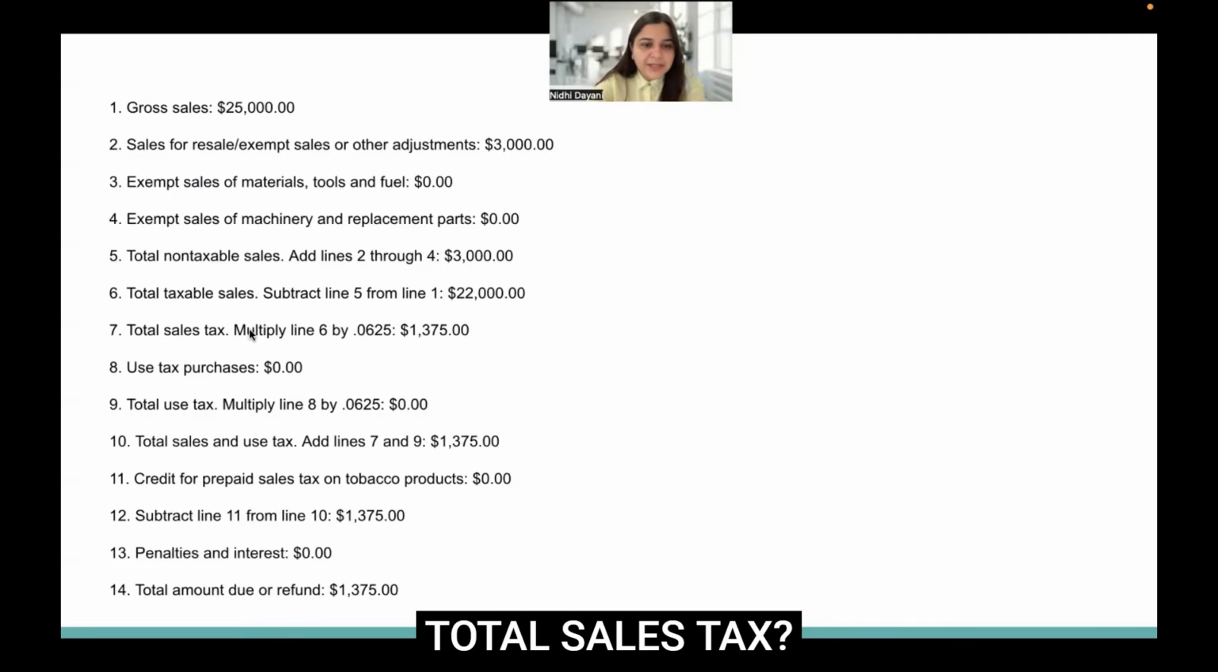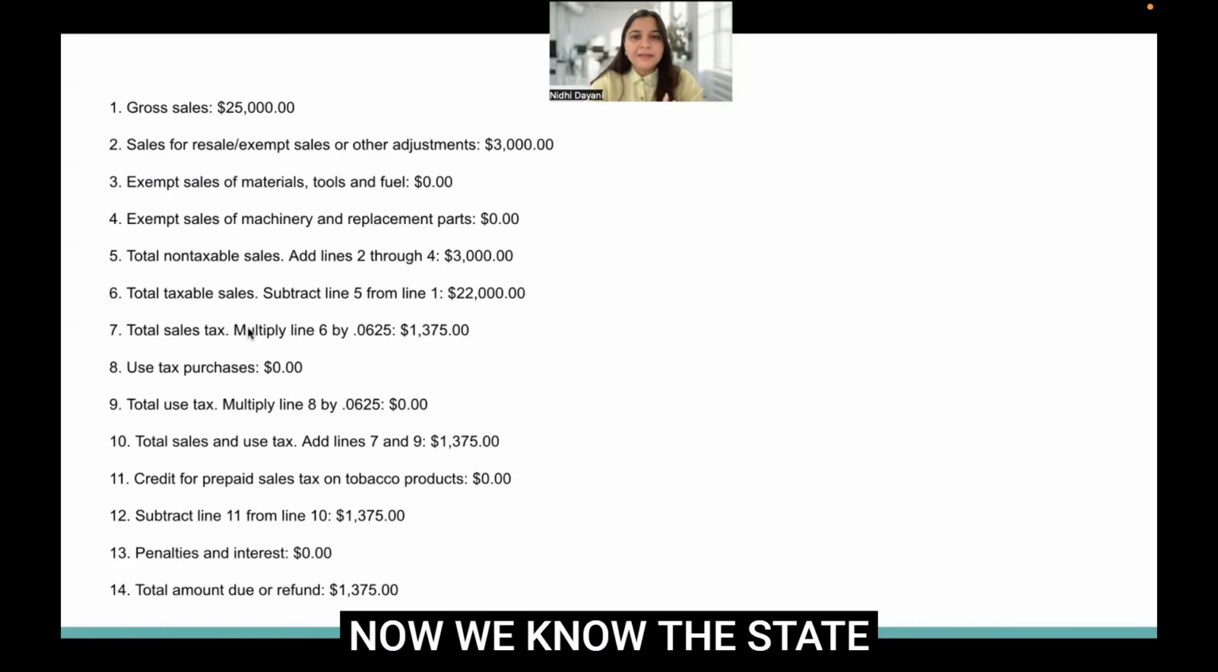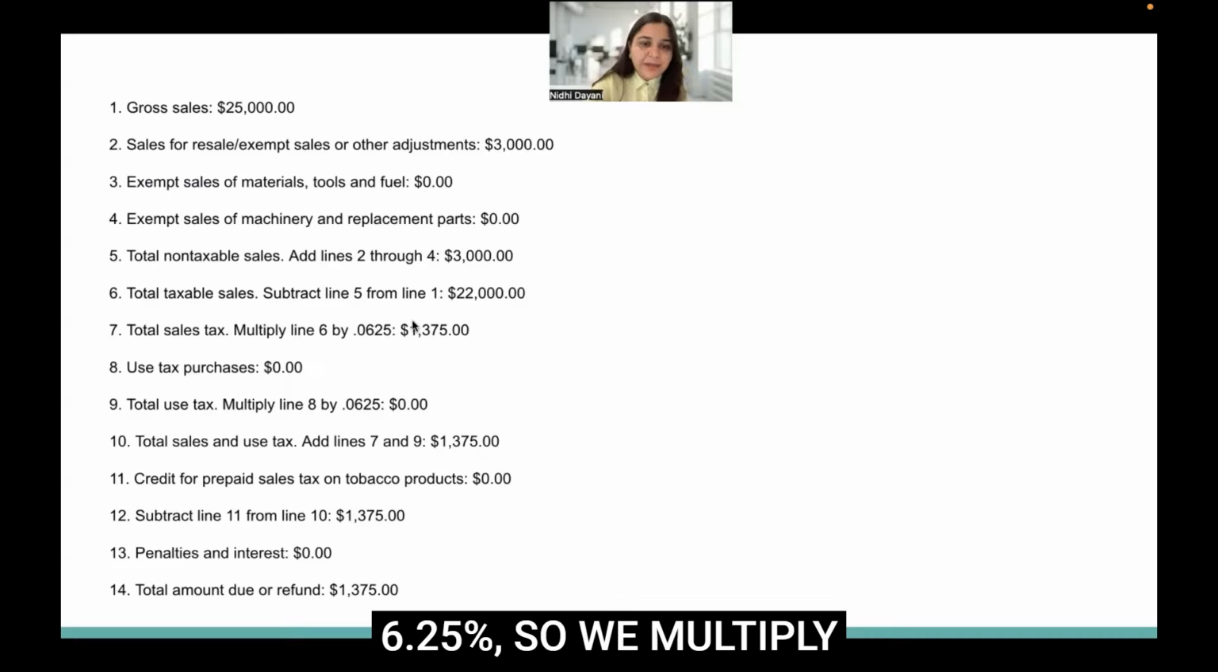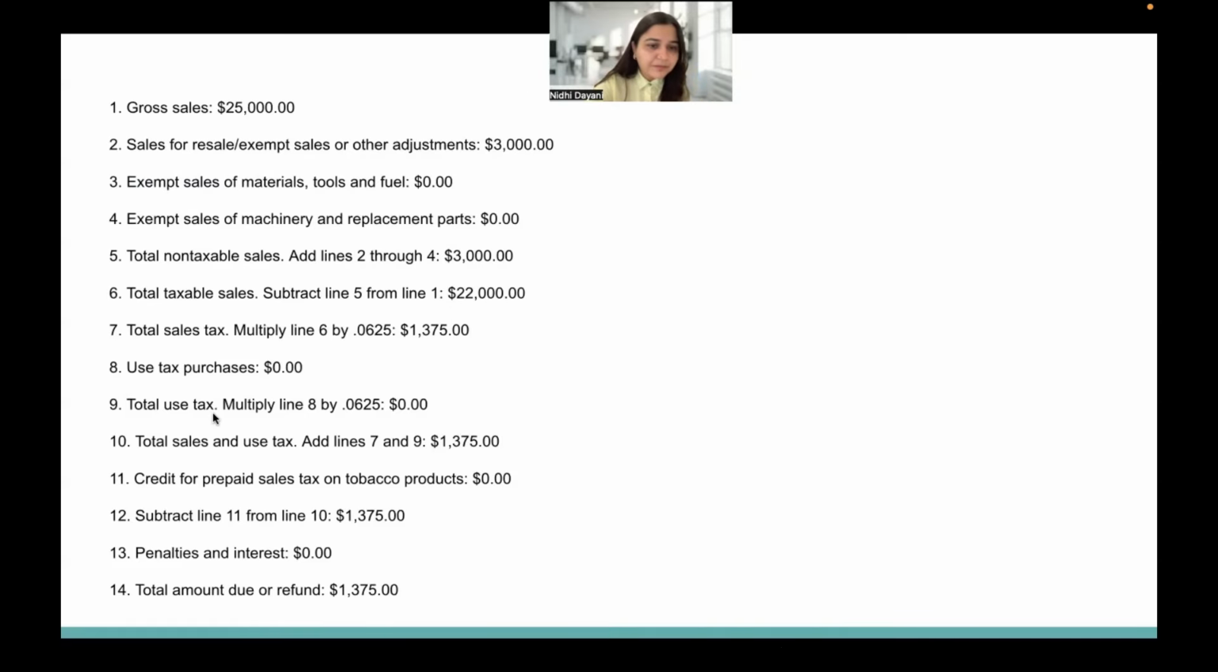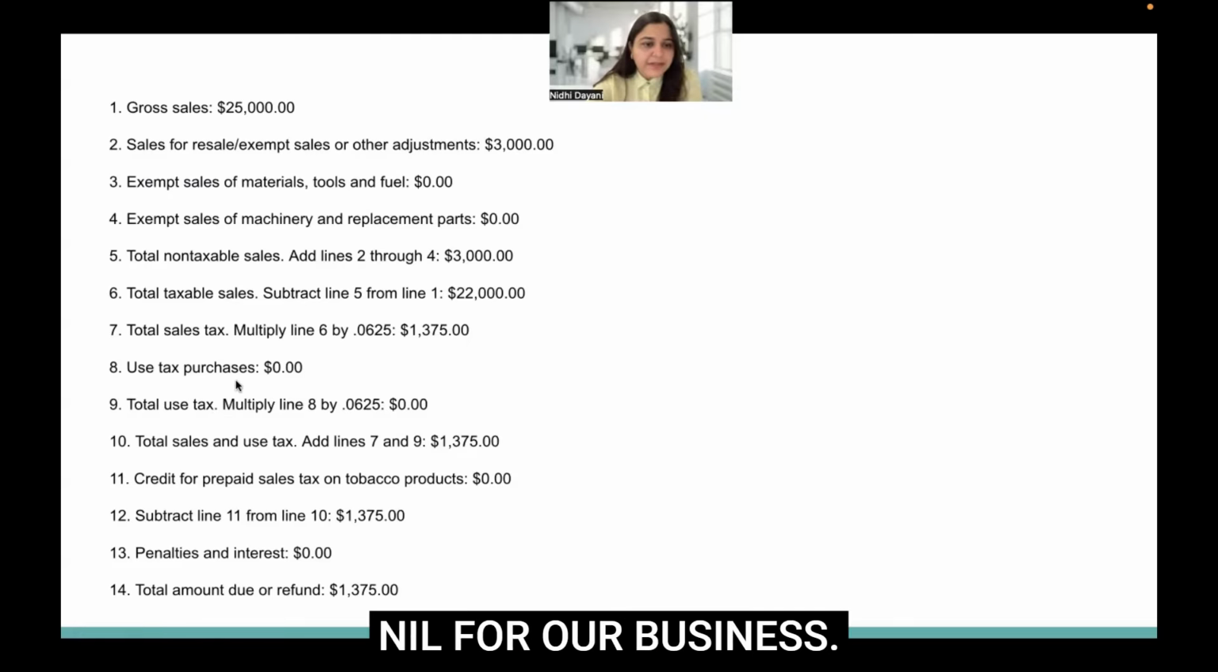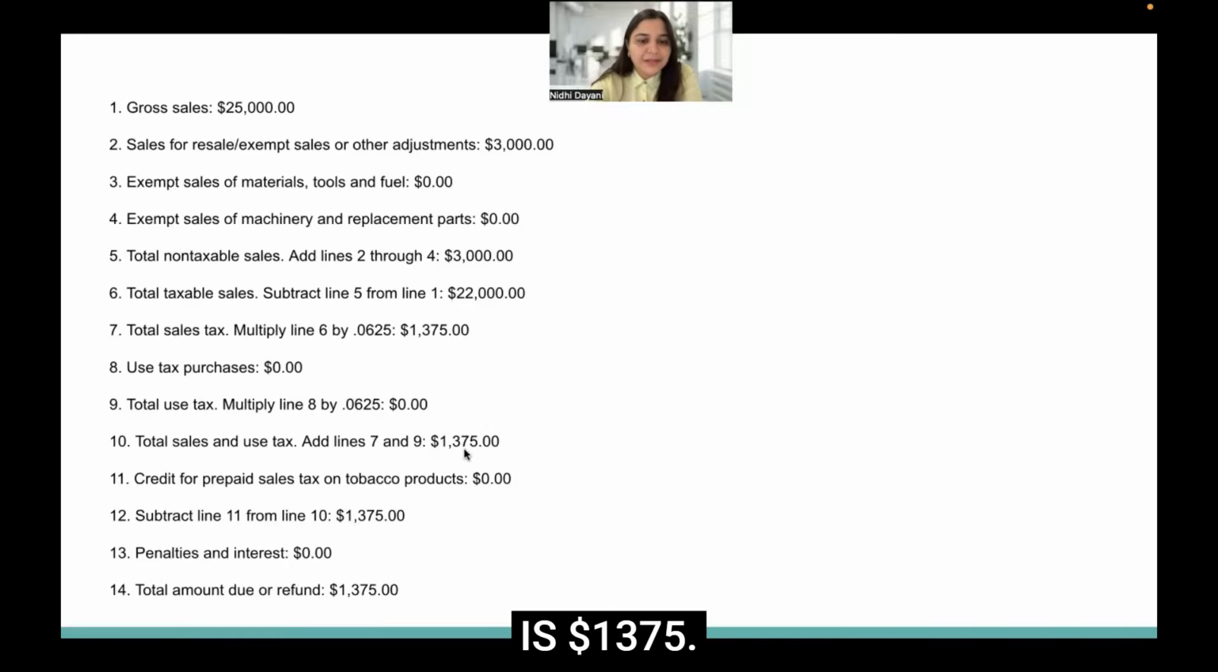So what is the total sales tax? Now we know the state of Massachusetts has a flat sales tax of 6.25%. So we multiply this, and then 22,000 into 6.25% is 1375. All right. Now, use tax purchases are nil for our business. So again, this is nil. So the total sales tax that we owe to the state of Massachusetts is 1375.